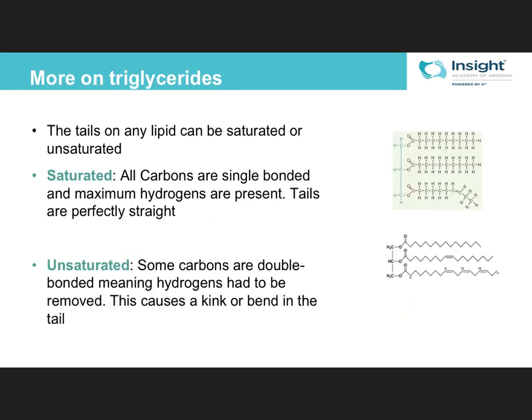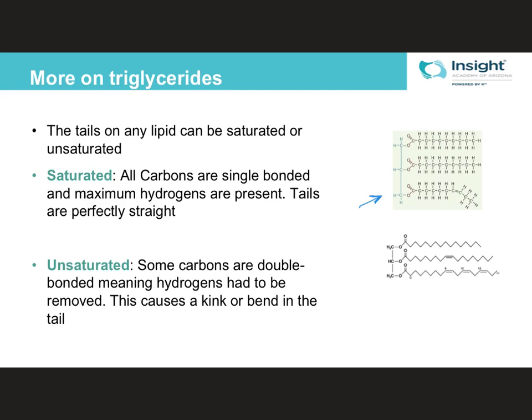Another thing to know about triglycerides, all right, if you've heard of the term saturated or unsaturated fats before, this is the chemistry behind those names, all right? So a saturated fat has every single carbon in the fatty acid tails single bonded, all right? So it's saturated, has the maximum number of hydrogens available. An unsaturated fat has some of those hydrogens removed and double bonds instead. All right, and what that does, which is depicted really well in this picture, it causes a kink or a bend in the tail.